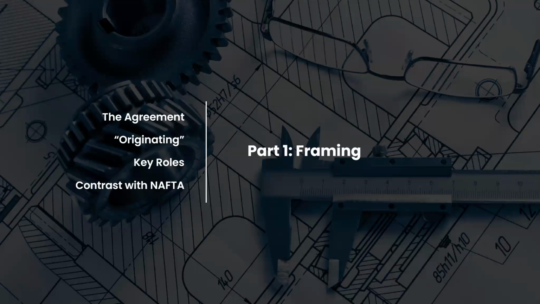Okay, part 1. In this first part, we'll be talking about the agreement, clarifying what the term originating means, looking at some of the key roles that are defined in the USMCA, and how the role of the HTS fits into the USMCA. And then we'll look at a contrast between the USMCA and the legacy NAFTA program. I will be citing my sources. They'll be in the bottom left corner for your reference, and then they'll be summarized again at the end of the presentation, which again, you will have a copy of after this session.